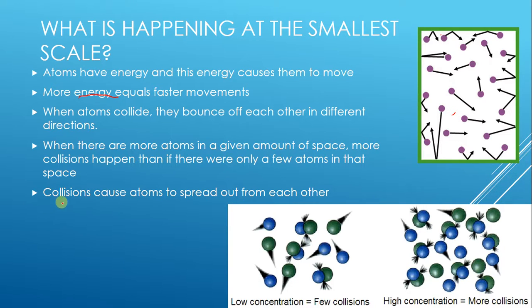Collisions cause these atoms to spread out from each other. So if two atoms hit each other, they're going to spread out. The more collisions there are, the more these molecules will tend to move away from each other. So here, when they're not very concentrated, a lot of these molecules can take up the same amount of space without really dispersing, because there aren't very many collisions to bounce them off each other. Over here, there are lots of collisions, so they're going to be spread out, because as soon as they hit each other, they're going to hit and bounce off in the opposite direction.